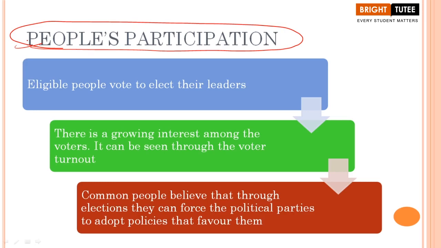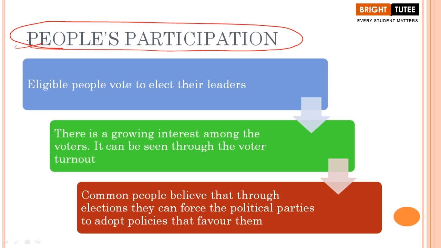The second point here that we need to understand is about people's participation. Now, what do we understand by people's participation? Isn't it one of the most important things when we are talking about elections? Definitely yes. When we are talking about elections, who is going to vote? It is the common people, correct or not students?